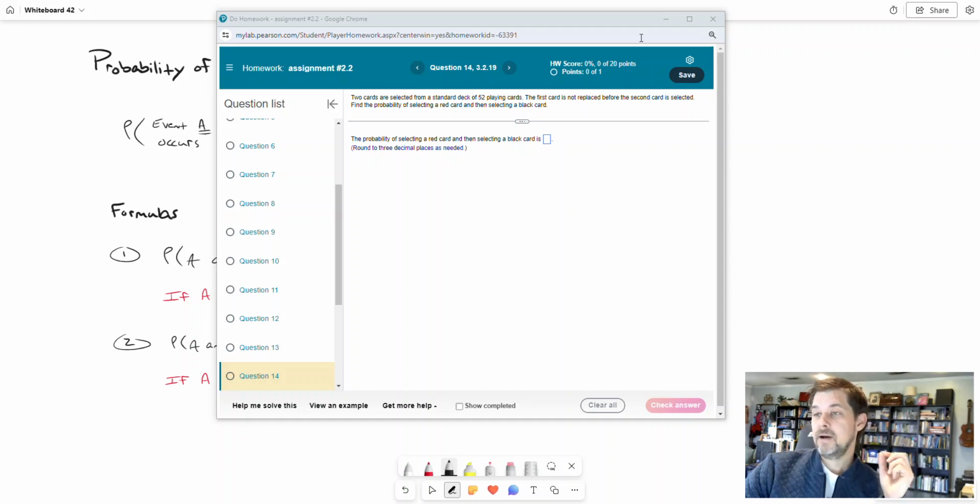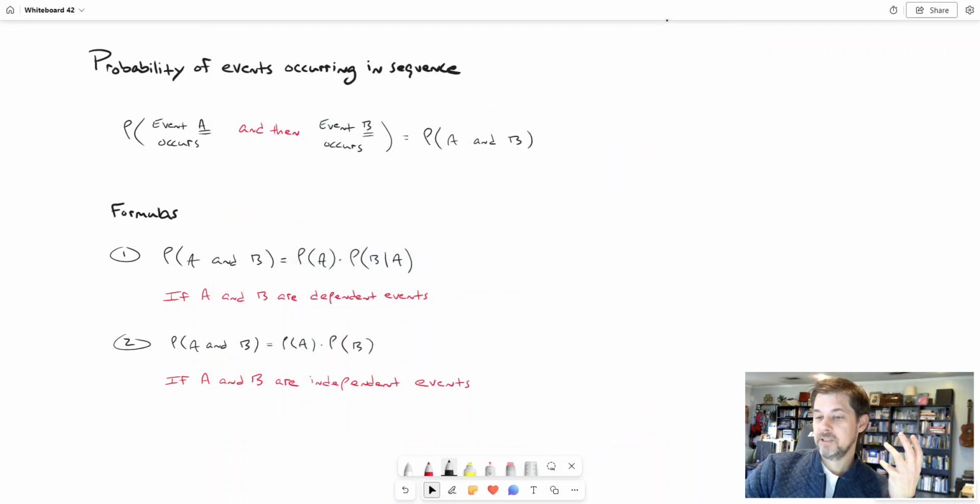Now the way that I want to frame that question is that that's the probability of events occurring in sequence. So the way we would categorize this problem among all the kinds of problems we'd see is that I want to know the probability that some event A occurs and then after that some other event B occurs. Now we might just write that in simpler terms as the probability of A and B. So this is the situation we're in. This is what might differentiate this problem from other kinds of problems.